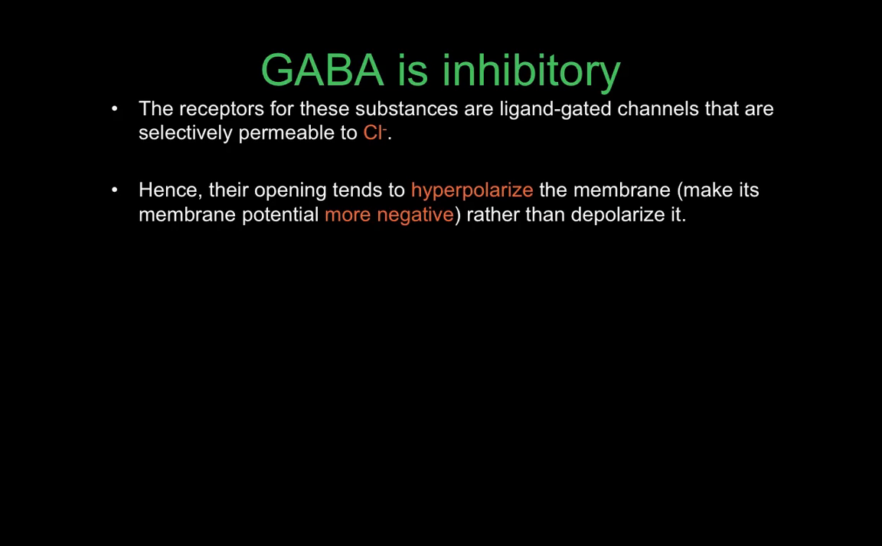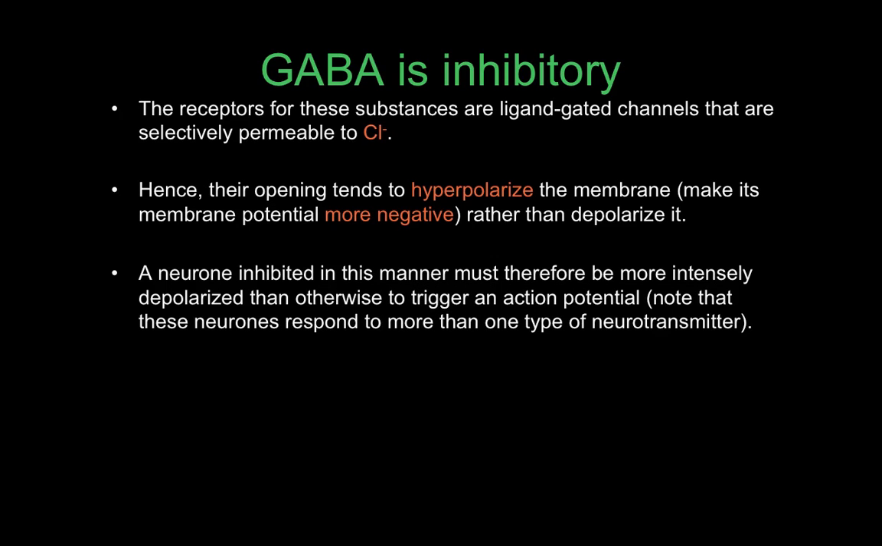So Cl-, negative ions, are coming in. And when negative ions come in, it's going to make the inside of the membrane, which was originally negative at rest, even more negative. Alright, so the resting potential was already negative, around -70 millivolts. And if you have negative ions coming in now, it's going to make it even more negative. So we say that that's hyperpolarized.